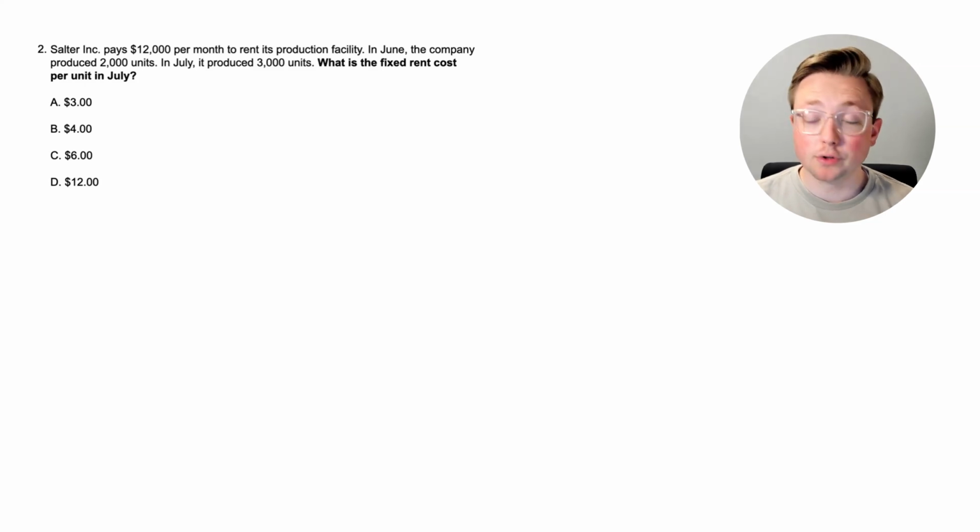In June, the company produced 2,000 units. In July, it produced 3,000 units. What is the fixed rent cost per unit in July? So pause the video, think about this.